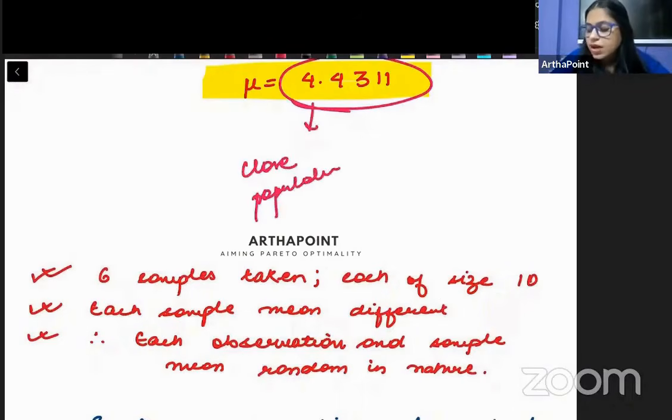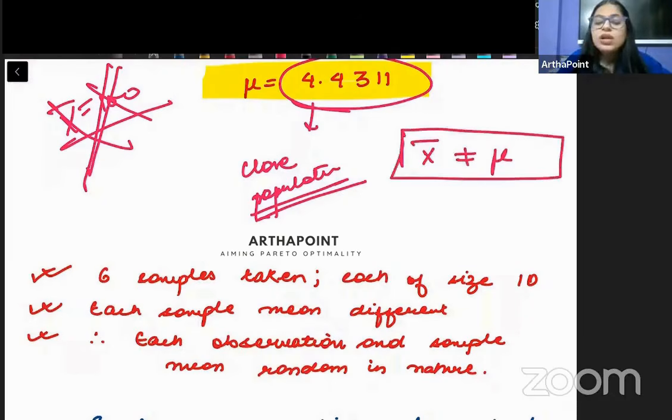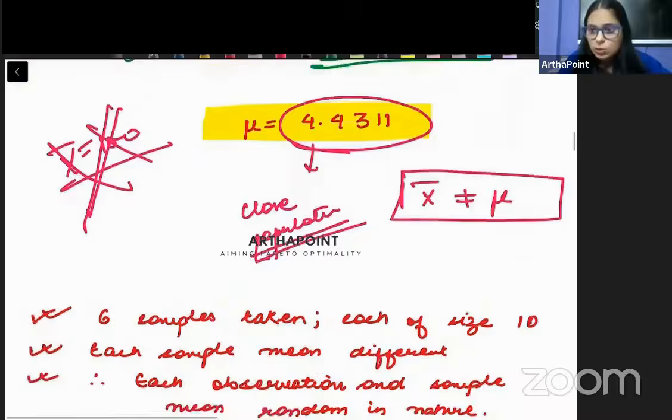ऐसा नहीं है कि अगर population mean 4.43 है तो सैंपल मीन 100 हो जाएगा. This will not be possible. हाँ, सैंपल मीन will be very close to the population mean. Nevertheless, यहाँ पे एक important point ये आता है जो हमें समझना पड़ेगा, that sample mean and population mean are not the same thing. तो अगर मैं sample mean निकालूं और population mean निकालूं, ये दोनों equal नहीं होंगे. They will not be equal to each other.